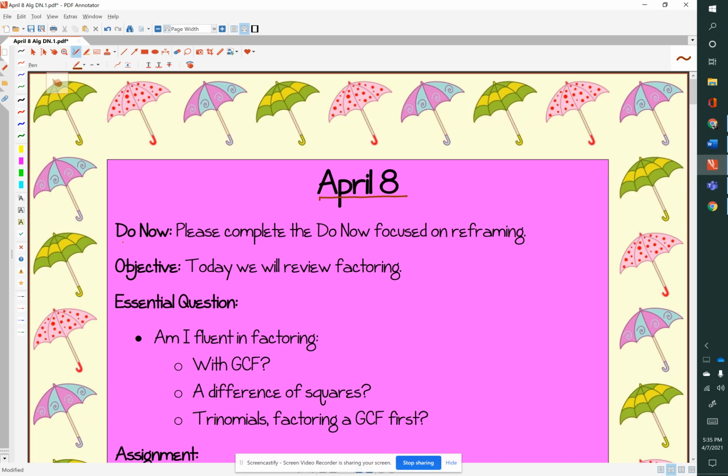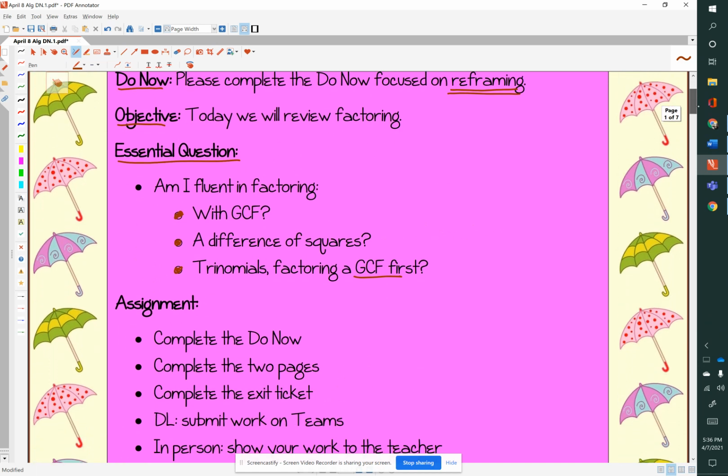We're going to start with our do now, where we have an interesting question about reframing. We've done reframing before, but we're doing it a little bit differently today. Our objective today will be to review the factoring that we've been doing. Our essential question is, am I fluent in factoring with a GCF, with a difference of squares, and with those trinomials, especially if I have to factor out a greatest common factor first?